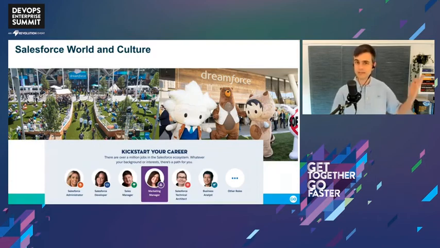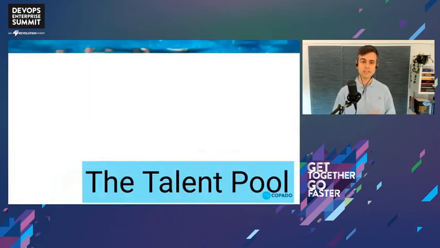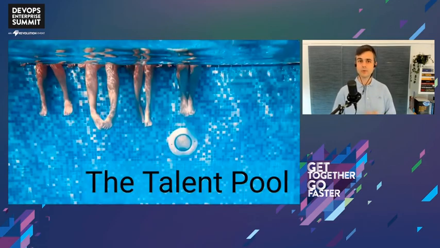You won't find stuffed furry characters like this at the DevOps Enterprise Summit or most other tech conferences, because Salesforce is really trying to connect with a very different audience. The talent pool in Salesforce looks very different from the talent pool of traditional applications.